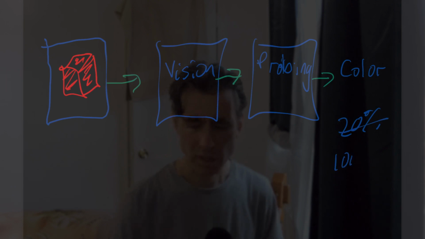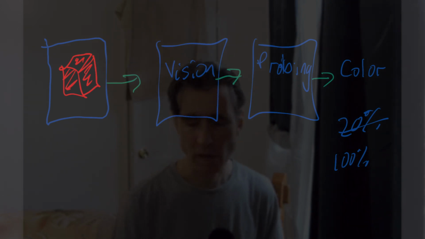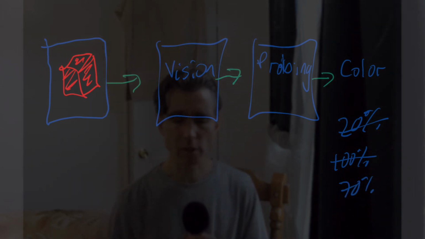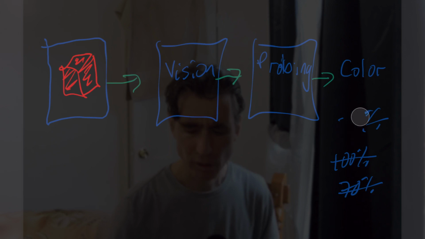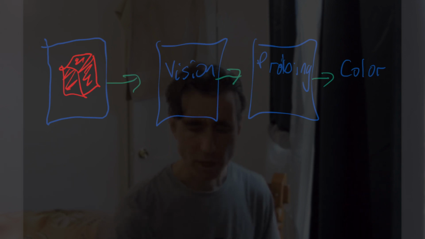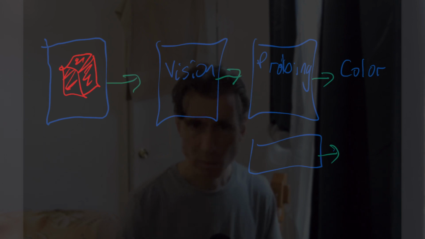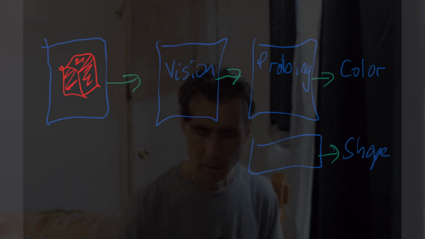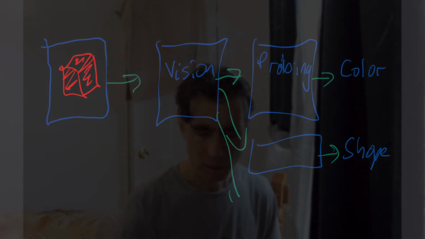If it gets 100%, then the vision module clearly is able to see color. And depending on what the actual number is, maybe the actual number is 70%, then okay, it can sort of perceive color. So this is a probing model, and we can probe for different things. We can have different probing models. So we could have another model, and this one's going to try to predict the shape, for example. And we can have another one which can predict the position, for example.